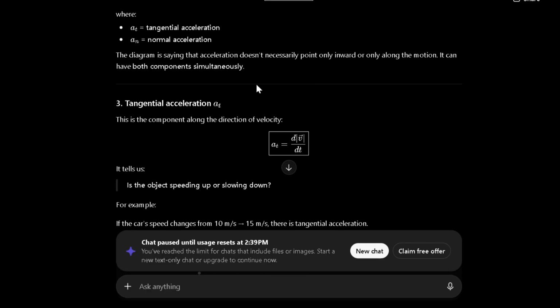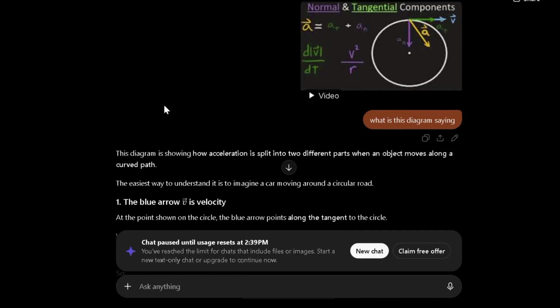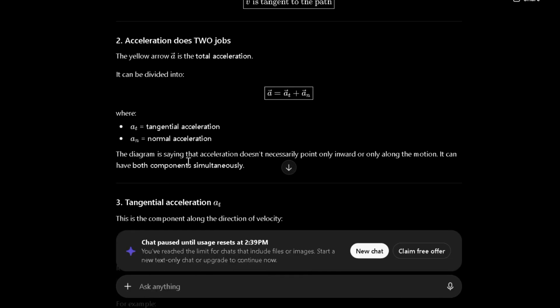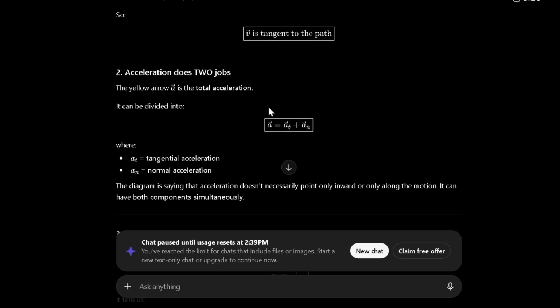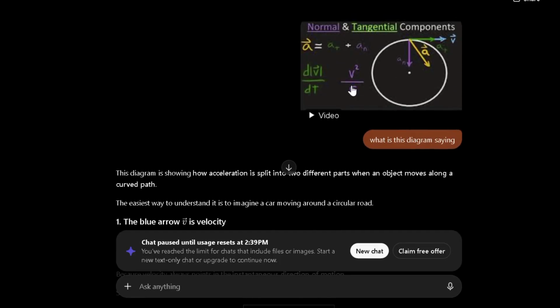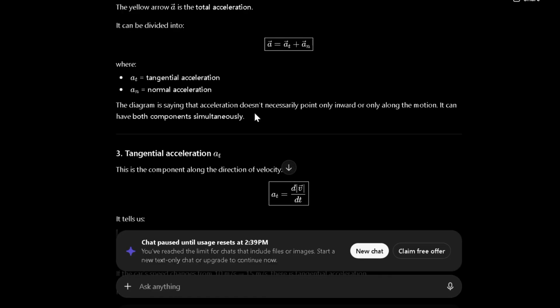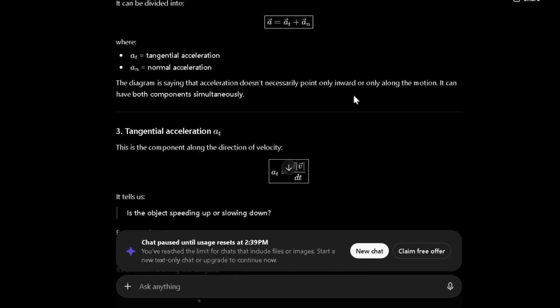So total acceleration is the resultant of both. The diagram shows the yellow arrow, which can be divided into components. This original acceleration is divided into tangential acceleration and normal acceleration. The diagram is saying the acceleration doesn't necessarily point only downward or only along the motion. It may have both components simultaneously.